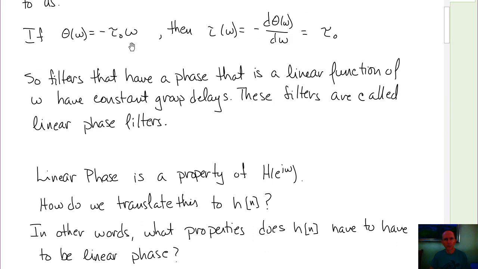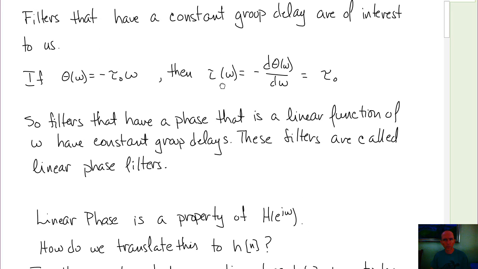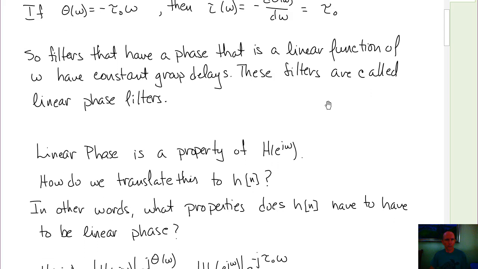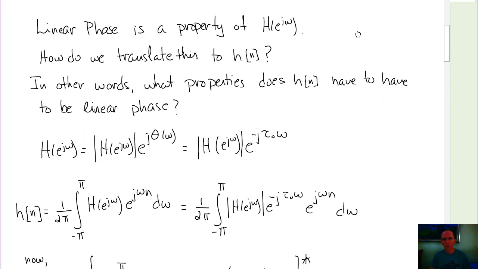Now, we call them linear phase because the phase of the frequency response is going to be a linear function of omega. And of course, when we calculate the group delay, it's going to give us a constant. If this is a linear function, the group delay is just going to be tau 0. Linear phase is a property of the frequency response: it's the phase of the frequency response that's a linear function of omega.